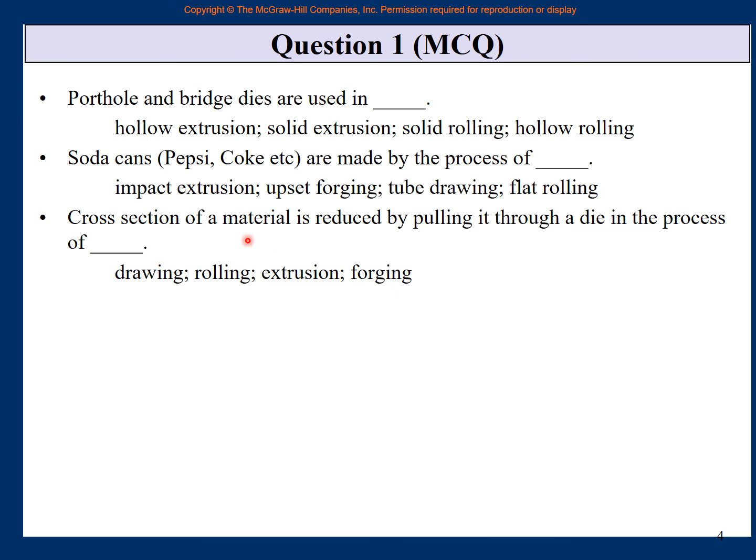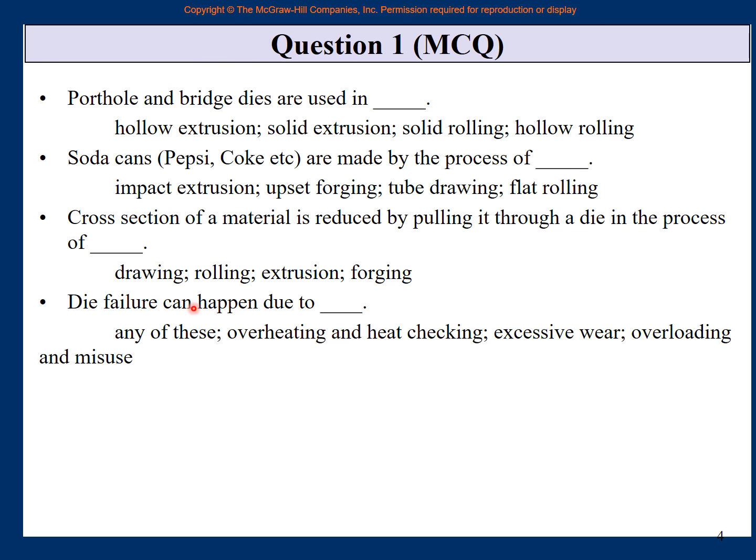The cross section of a material is reduced by pulling it through a die. Pulling it through a die in which process? Drawing, rolling, extrusion, forging, right? Of course it is not forging or rolling, you are pulling it. Extrusion is pushing it. So drawing is the only answer. When you pull a material through the die, then you are doing the operation of drawing.